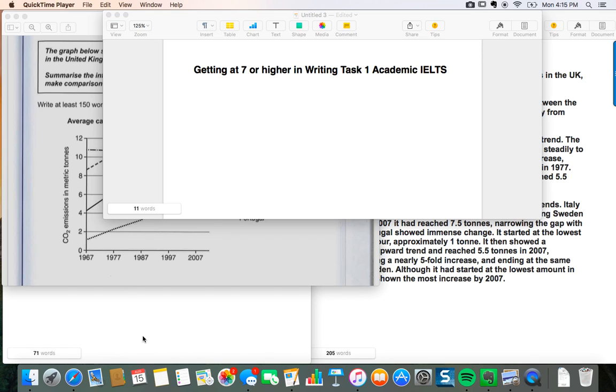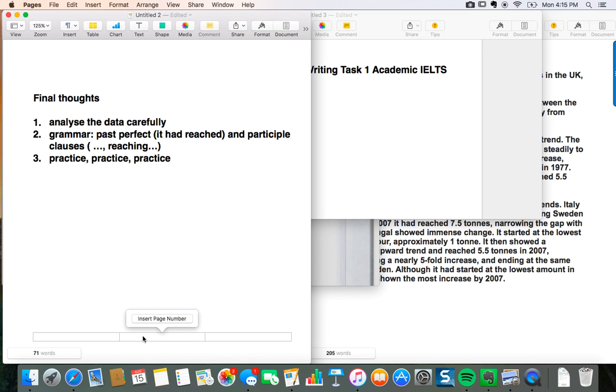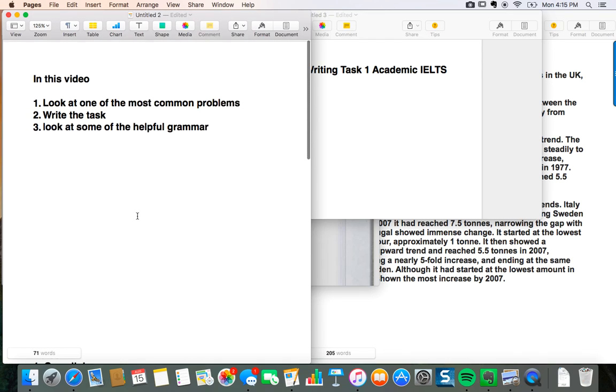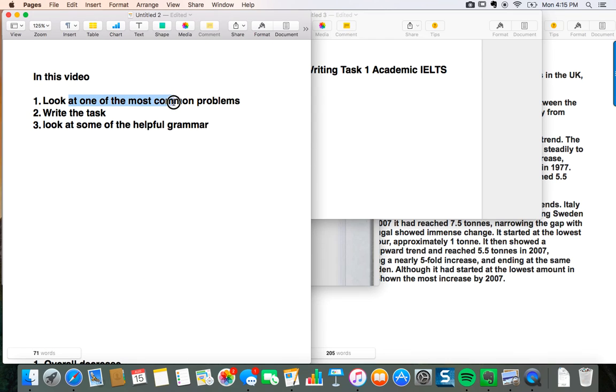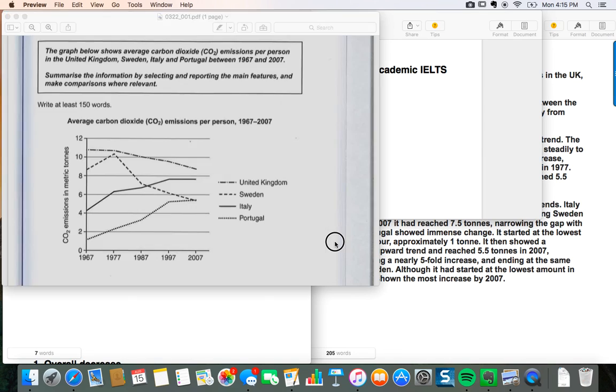Now, in this video, we're going to look at some of the most common problems. This is the mistake that most people make when they do the test. We'll look at one of the most common problems, and that's usually with analysis, not with language. Then I'll show you a written version of the task. And finally, we'll look carefully at some of the helpful grammar that's in it. All right, so why don't we just have a look?